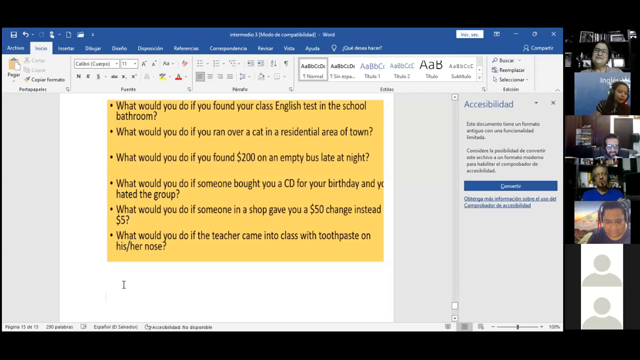What will you do if the teacher came into class with toothpaste on her nose? Well, if my teacher came into my class with toothpaste, I tell her, teacher, you have toothpaste in your teeth. Well, no problem with that. Well, I think that here in home office, you don't see that. So that is one of the advantages. But we were discussing in the other group, right? That normally it's not only toothpaste, but sometimes toilet paper, right?